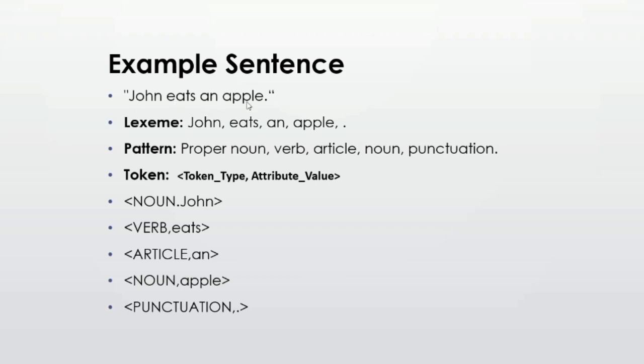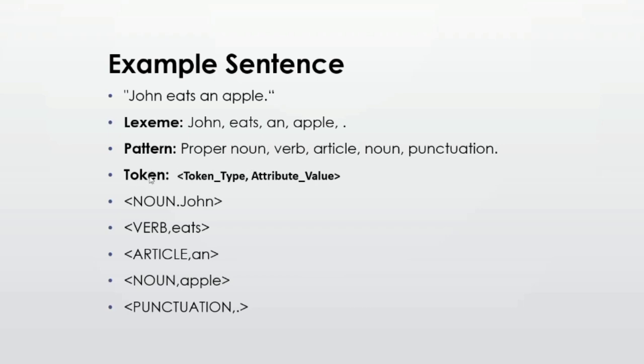"John eats an apple." In this example, we need to find the lexeme, pattern, and token. So what is the lexeme, what is the pattern, what is the token? Here, lexeme means a word in a sentence. In this sentence, "John eats an apple," these are the lexemes. Next, pattern. It means the spelling rule of a word. In this whole sentence, these are the proper noun, verb, article, noun, punctuation. These are the patterns. And the last one, token, which means the type of word, noun, verb.